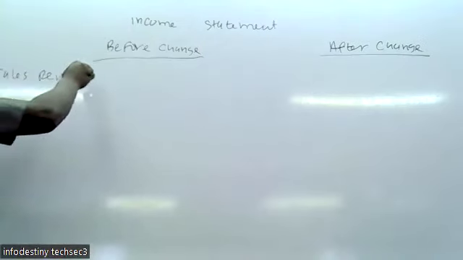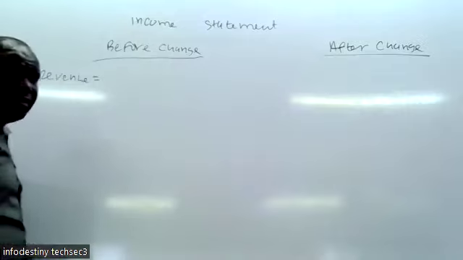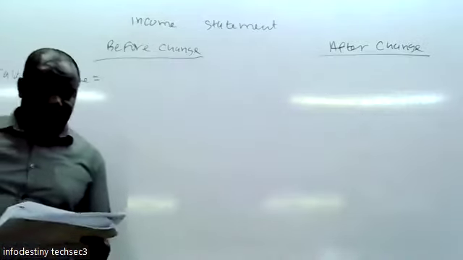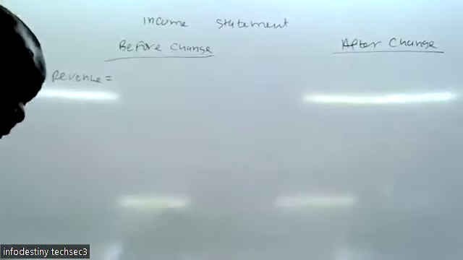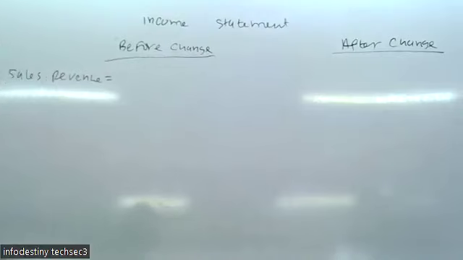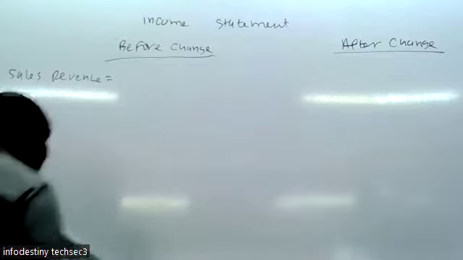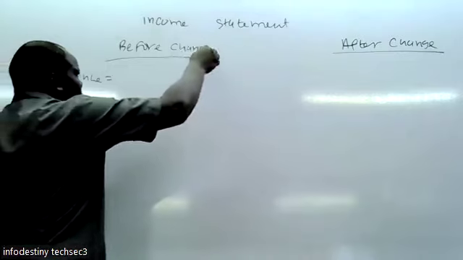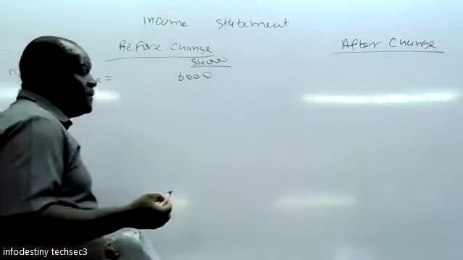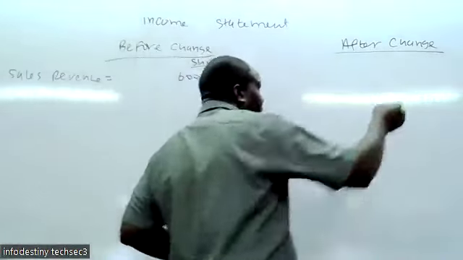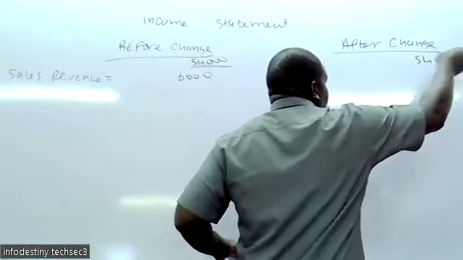So we start off with the sales revenue. The sales revenue had been given. When you check through the question in the first paragraph, the firm's current annual credit sales amounted to how much? So I'll have 3 zeros at the top. So there are 6 million.